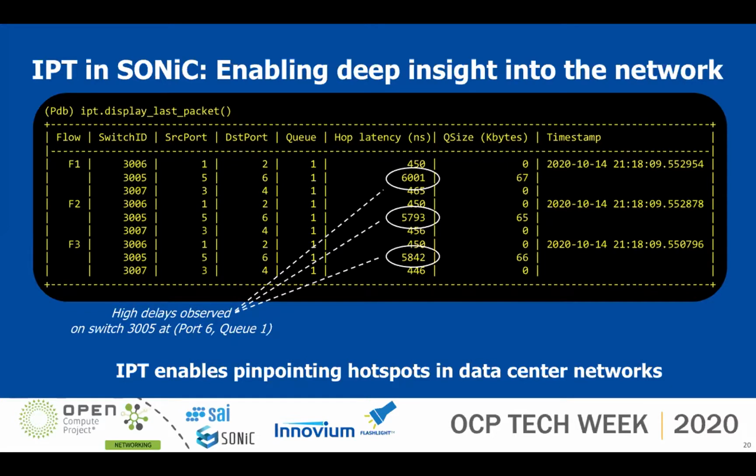So IPT can be used in concert with all the other flashlight capabilities. For example, after using IPT to pinpoint a hotspot, you could enable BDC and SDC to get deeper insights. However, to avoid missing out on information, customers typically enable all of the flashlight features at the same time so that the data is readily available upon identification of the hotspots. So this example demonstrates how SONiC provides flow path discovery and path monitoring in the network. IPT enables pinpointing hotspots in the network.